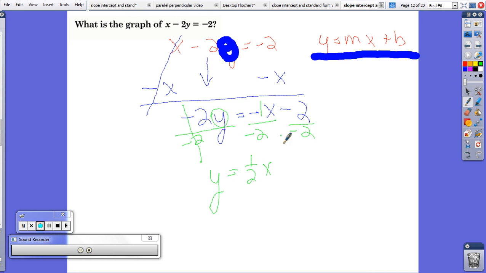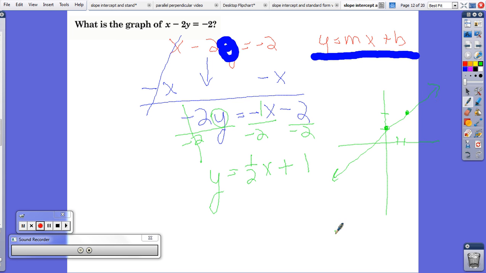There's a 1 right here. And then a negative divided by a negative is a positive. 2 and 2 is 1. So now here, I have my slope and I have my y-intercept. And if you remember, when we did the y-intercept on the other, it was 0, 1. So my y-intercept is 1. I'm going to go up here to 1. My slope is a positive 1 over 2, so I'm going to go up 1 over 2. And there's my line.